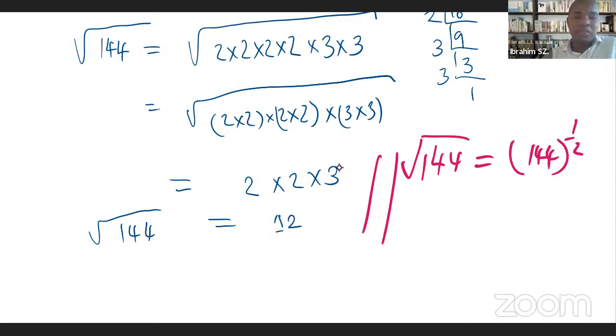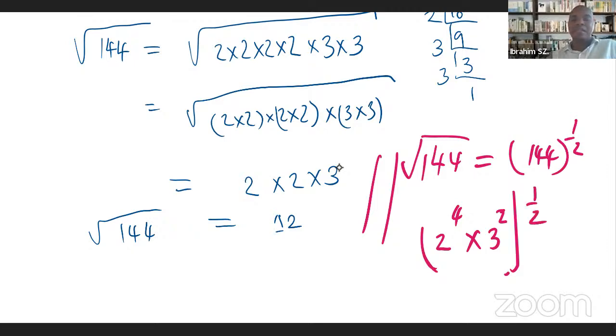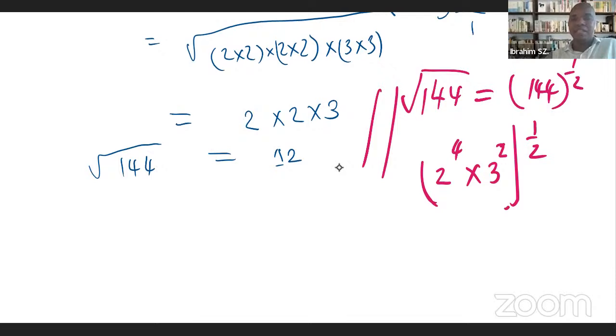Kwa ukishabreak down hizi zote hapo, you know that you are going to have 2 power 4 times 3 squared, na ukizibreak hizo down itakuwa ni power half. Okay, na kama ni power half, manake unachokipata hapo ni sawasawa na 2 times 2 power 4 times a half, unapata 2 power 2 times 3 power 1, and eventually again you are going to get 12, dear students.